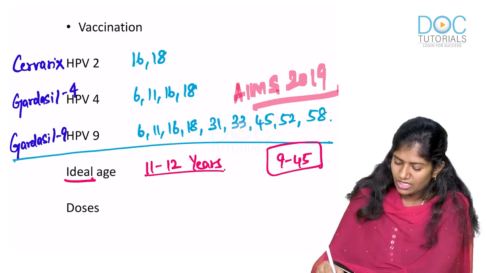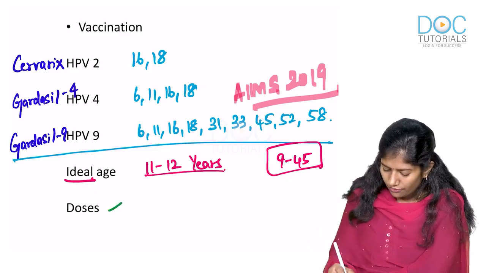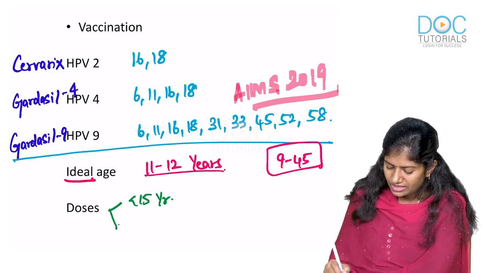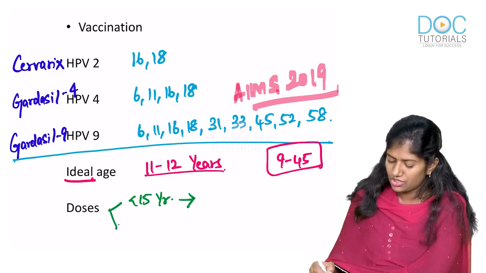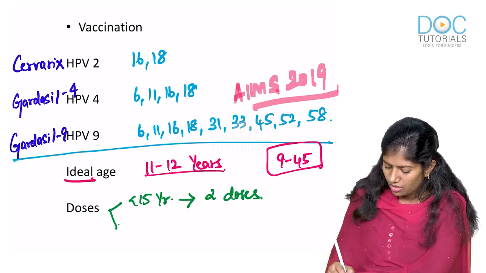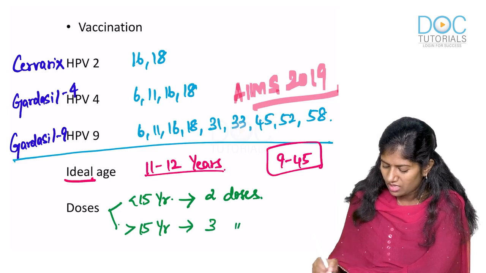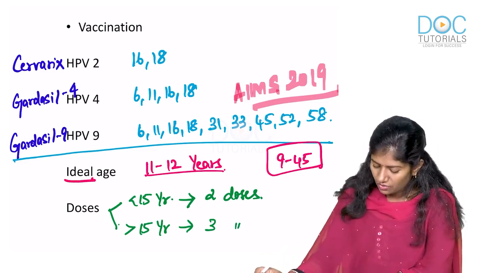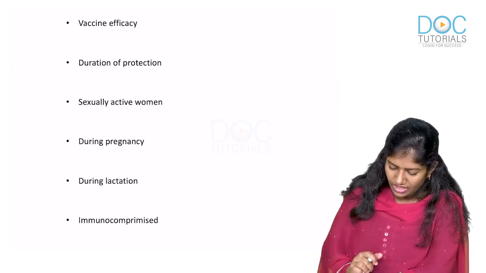Coming to the number of doses. For girls less than 15 years of age, the number of doses is 2. And for girls older than 15 years of age, the number of doses is 3. So 2 doses for girls less than 15 years and 3 doses for more than 15 years.